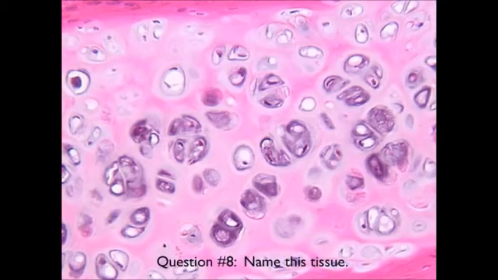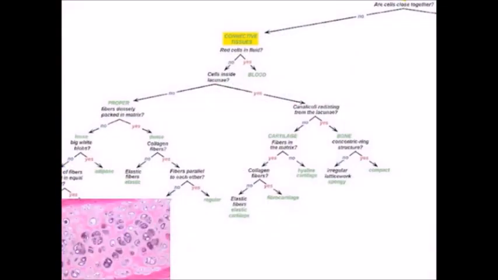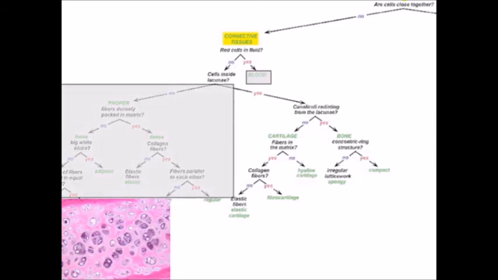All right, we're getting to the end here. Name this tissue. This can be a hard one, but let's go through the tree. The cells are not close together. There is a matrix in between. The cells are not in fluid, but they do sit in lacunae, just like the bone. But this is obviously not bone, but we're still on this side of that little fork here.